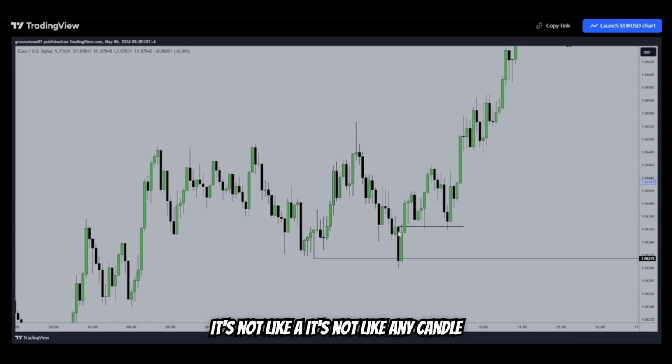It's not like any candle is an order block. For example, whenever price moves, the opposite candle will not automatically be our order block, like in this situation, when price goes down, this candle is the order block. No, when a candle has taken the liquidity, that candle will be the order block for us. That's the order block.